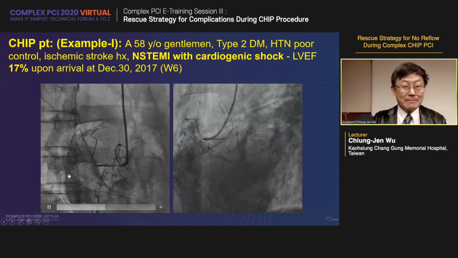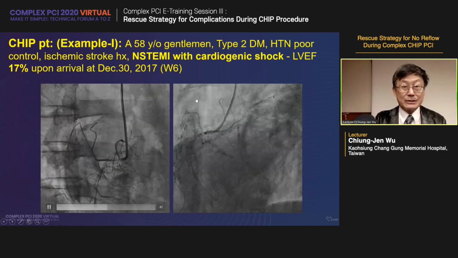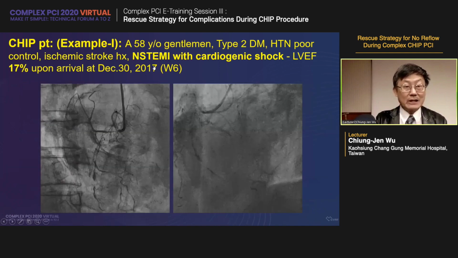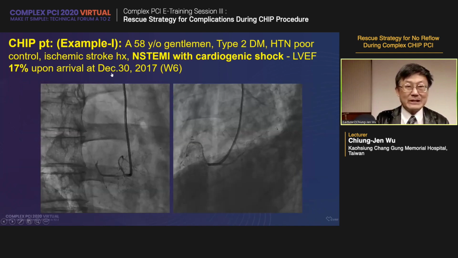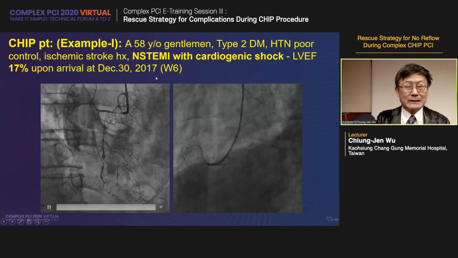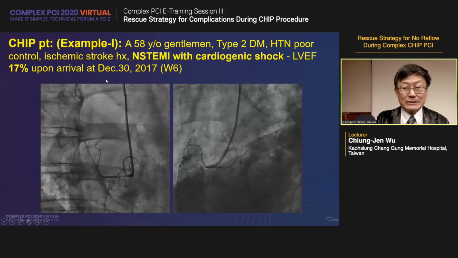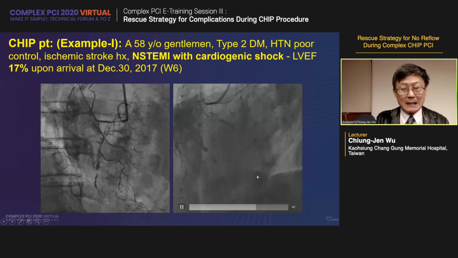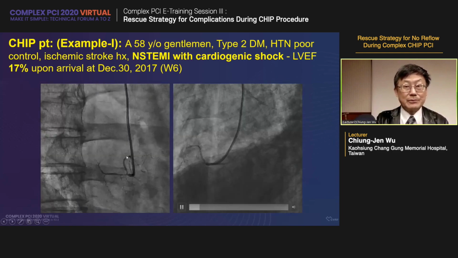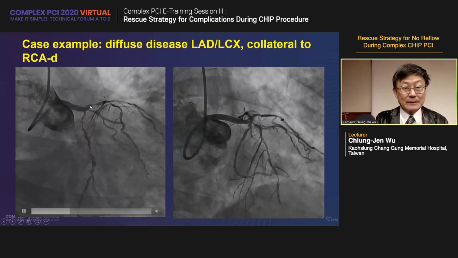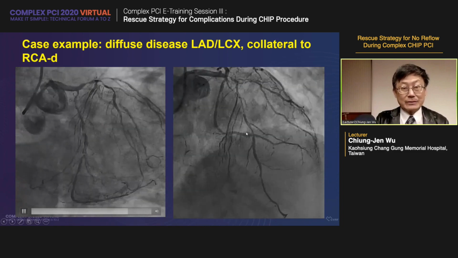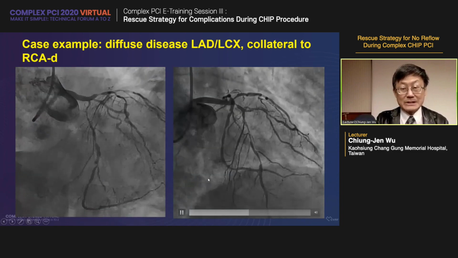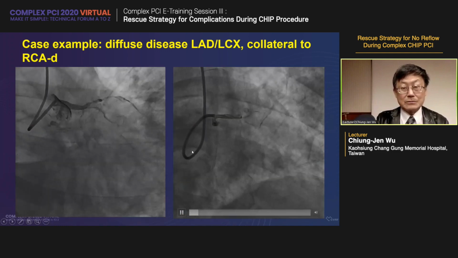So this is one of the examples. We can see the patient coming with multiple risk factors. He has non-STEMI cardiogenic shock, LVEF on arrival is 17%. That was on December 30, 2017. The RCA had very diffuse disease and chronic occlusion of the mid to distal portion. He also has a borderline left main lesion, and diffuse disease in the LAD and circumflex. We can see some collateral from the septal branch to the distal RCA.